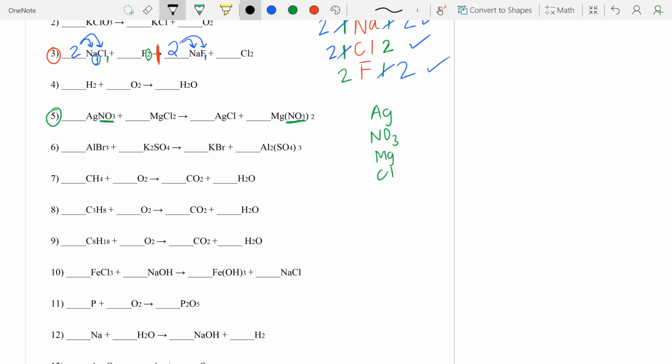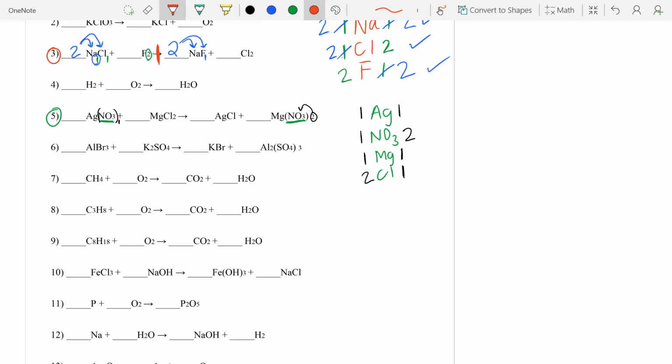So now if we count up our atoms, I have 1 silver on the left side and 1 on the right side. And if I look at nitrate, this 2 tells me that I have 2 of everything inside. So I have 2 of those, and the absence of parentheses and a 1 means that I only have 1 on the left side. And I have 1 magnesium on the left, 1 magnesium on the right, 2 chlorines on the left, and 1 chlorine on the right. Let's just avoid the nitrates for now. Let's say we fix chlorine instead.